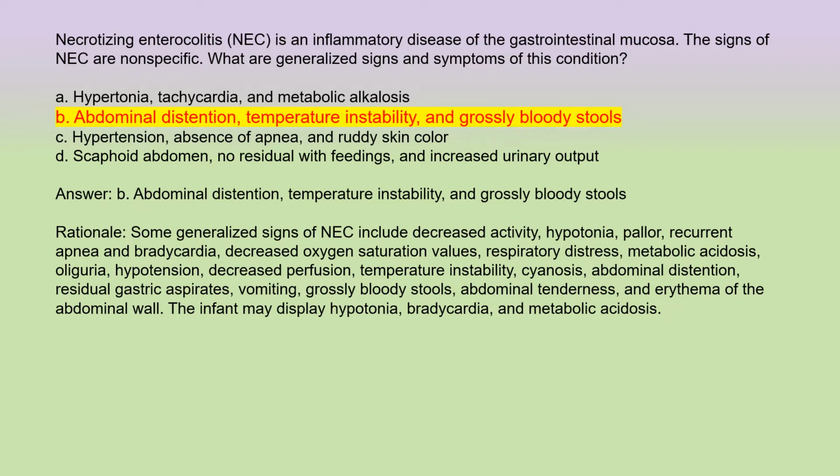Abdominal distension, residual gastric aspirates, vomiting, grossly bloody stools, abdominal tenderness, and erythema of the abdominal wall. The infant may display hypotonia, bradycardia, and metabolic acidosis.